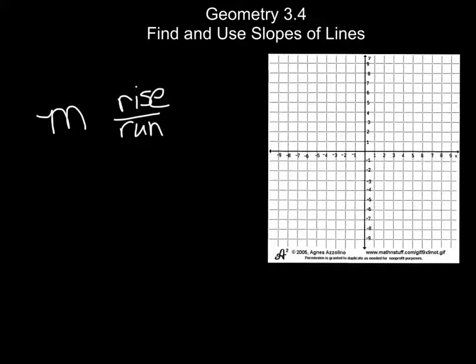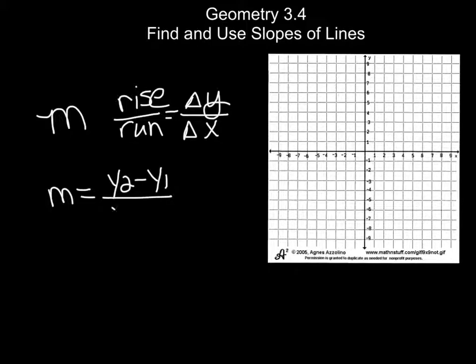When you're talking about a coordinate plane, the rise has to do with the y-axis and the run has to do with the x-axis. That's why we say that the rise over the run, the formula, is the change in the y value over the change in the x value. The actual formula for that is slope, which is m, equals y2 minus y1 over x2 minus x1.